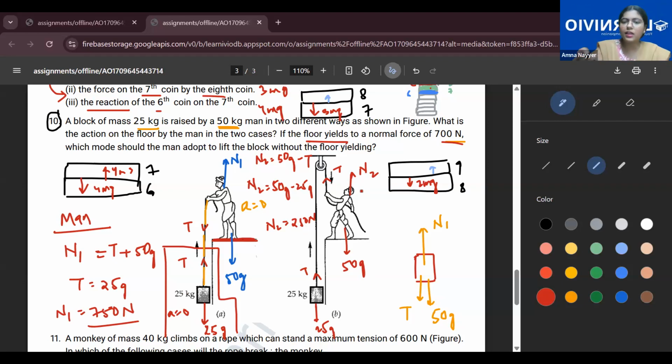Now see, Hafsa and all who were asking about the acceleration. If the second part was to calculate the acceleration with which the block has to be lifted, then you put this acceleration and then you calculate T minus 25G is equal to MA and all. But that's not asked, so this much is sufficient. You just have to use this and this. Got it?